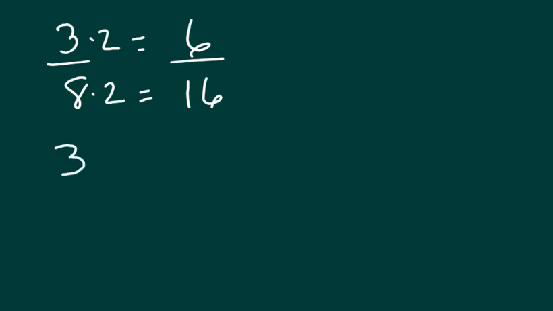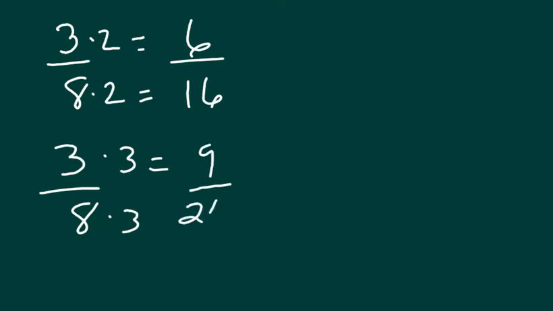Can I make another equivalent fraction to 3/8? Well, sure. I could times it by 3. 3 times 3 is 9. 8 times 3 is 24. Equivalent fractions. 3/8, 6/16, 9/24. Those are all the same part. They're all equal. Could I make more equivalent fractions?